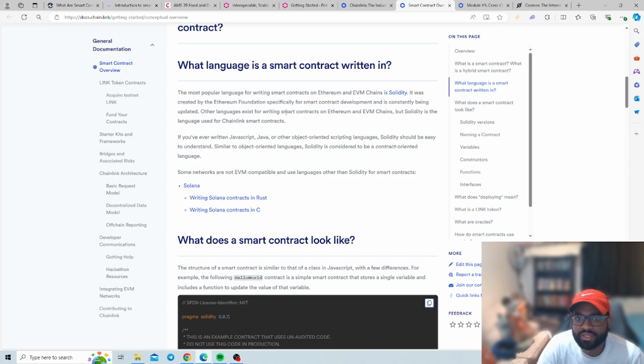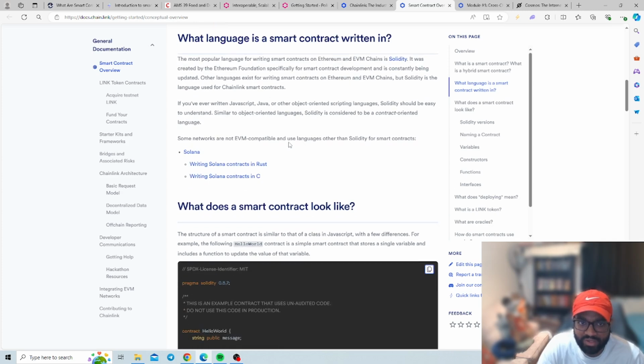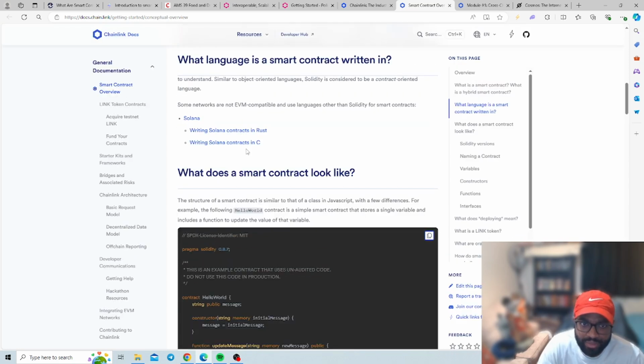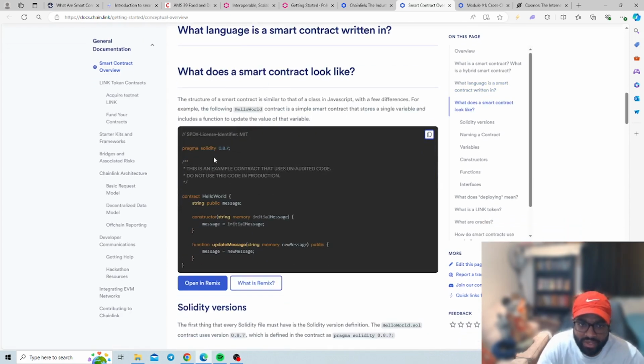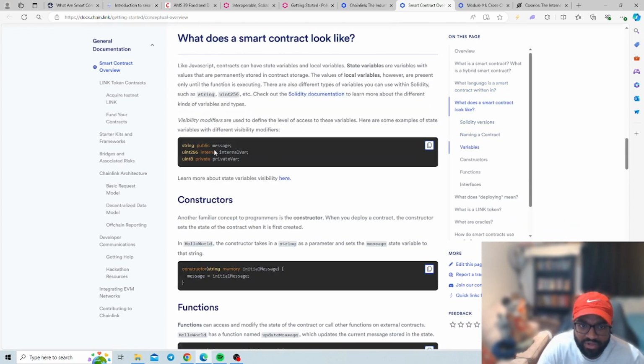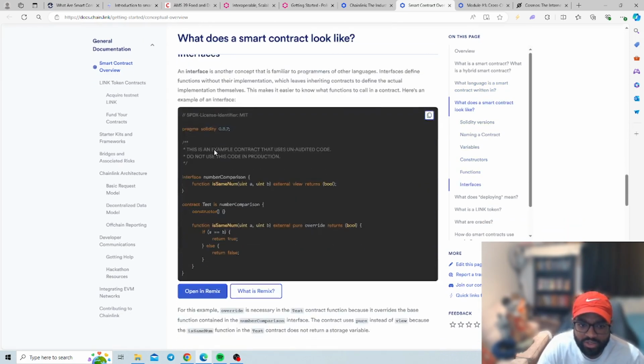Other languages exist for smart contracts on Ethereum and EVM chains, but Solidity is the language used for Chainlink smart contracts. If you have ever written JavaScript, Java, or object-oriented scripting languages, Solidity should be easy to understand. Some networks are not EVM compatible and use languages other than Solidity for smart contracts. Solana, for example, uses Rust. That shows what the Solidity versions look like. It just shows you the different interfaces.